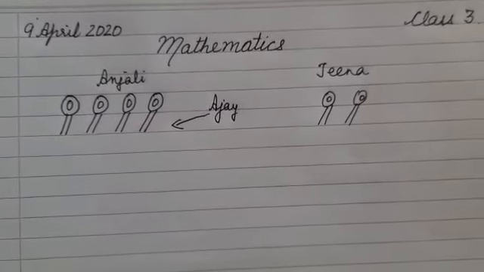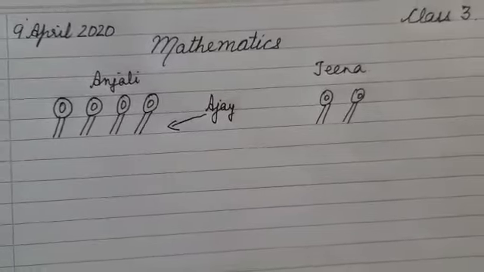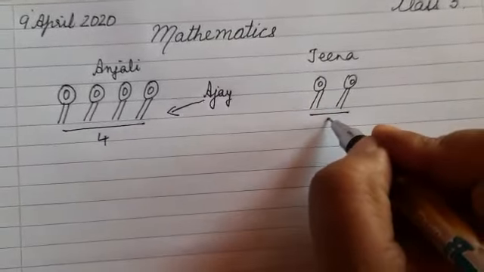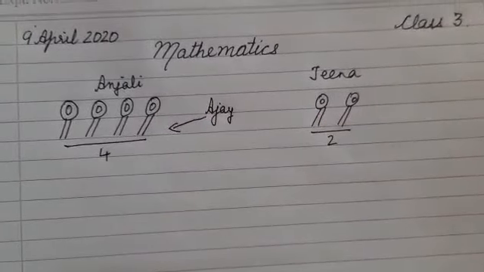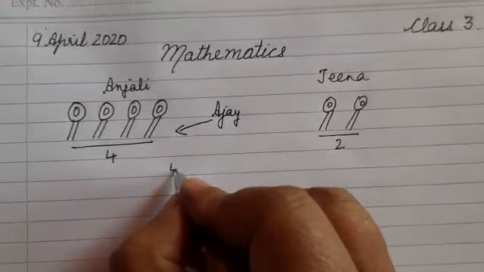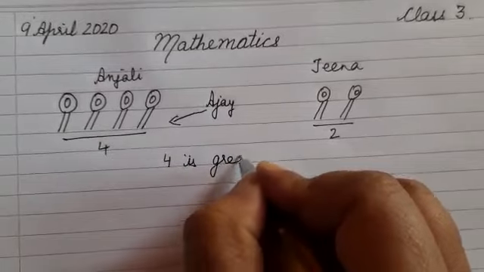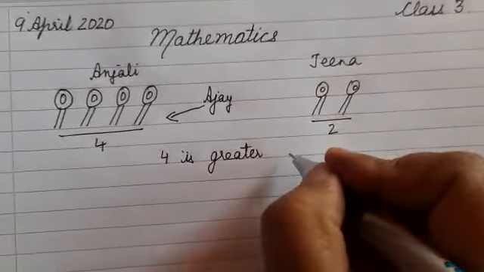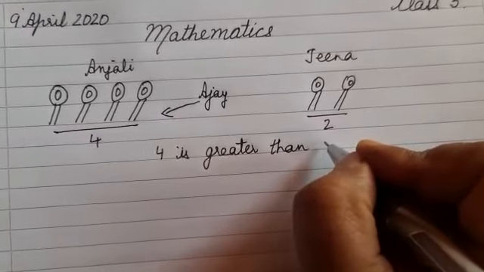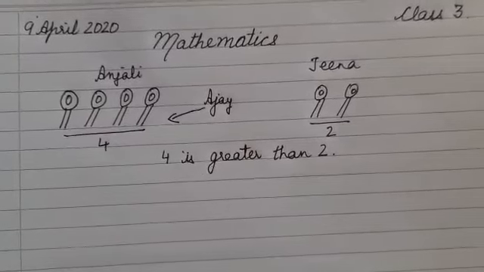Yes, Nidhi, let me know. Right. Because Anjali has got 4 lollipops, and Tina has got only 2. So Ajay went towards Anjali. Because 4 is greater than 2. And if Ajay goes towards Anjali, he'll have more lollipops than going to Tina. Right.